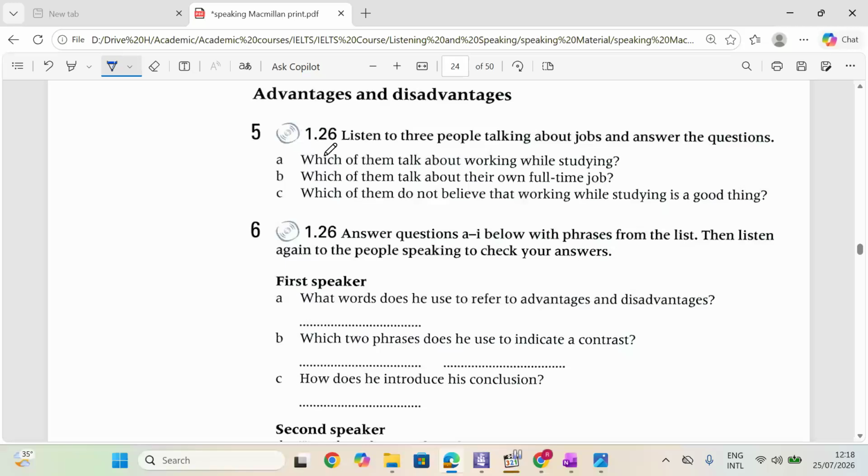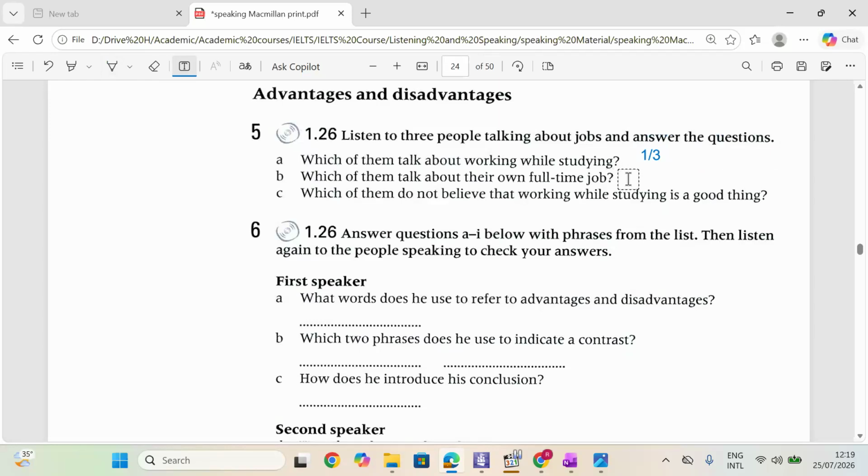Which of them talk about working while studying? Two speakers talked about that. Speaker 1 and speaker 3, in fact, the first and the third speaker. Number 1 hated the idea completely. They talked about that, whether they liked it or not, but they discussed that point.